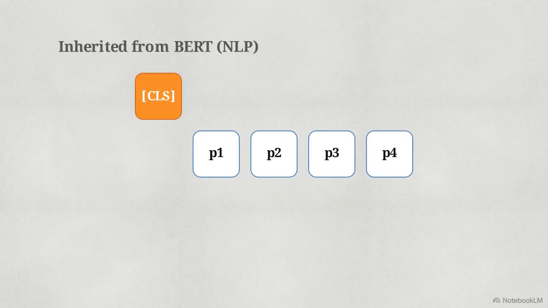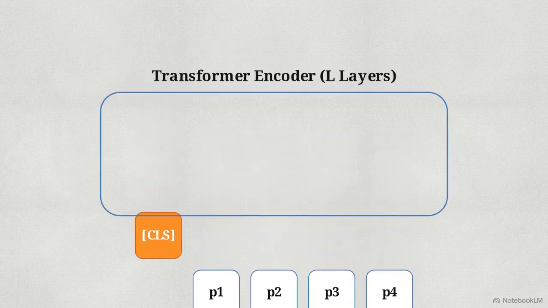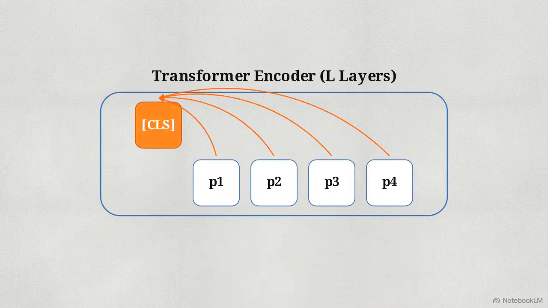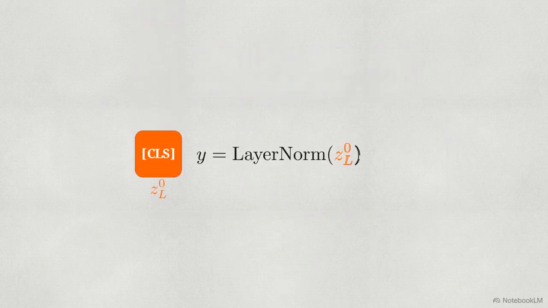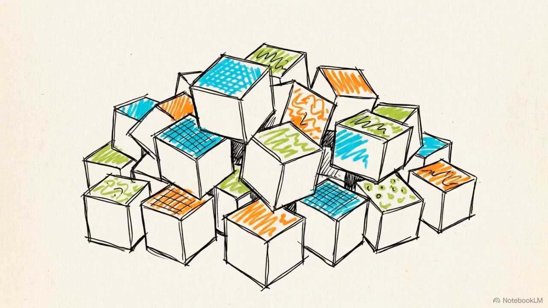Next, a specific class token is prepended to the sequence. This is a structural heritage borrowed directly from the BERT model in NLP. The model updates this class token as it moves through the network, and its final state is what the model will ultimately use to make its classification.